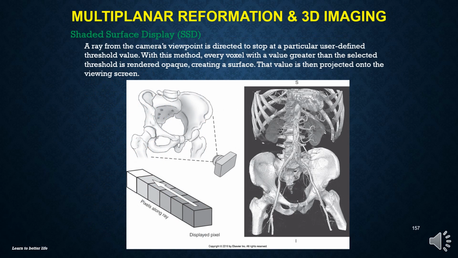Shaded surface display, SSD. A ray from the camera's viewpoint is directed to stop at a particular user-defined threshold value. With this method, every voxel with a value greater than the selected threshold is rendered opaque, creating a surface. That value is then projected onto the viewing screen.